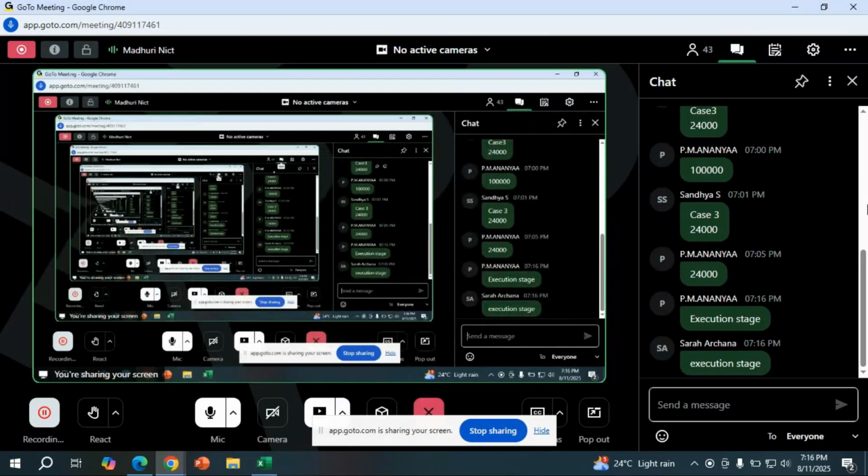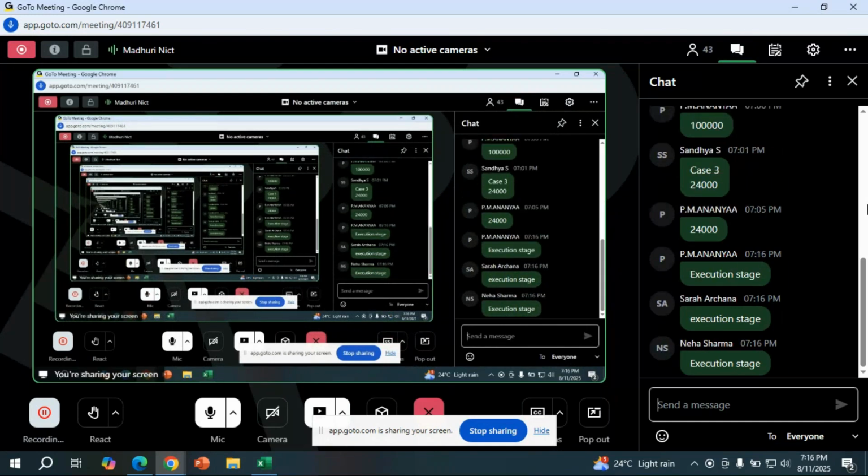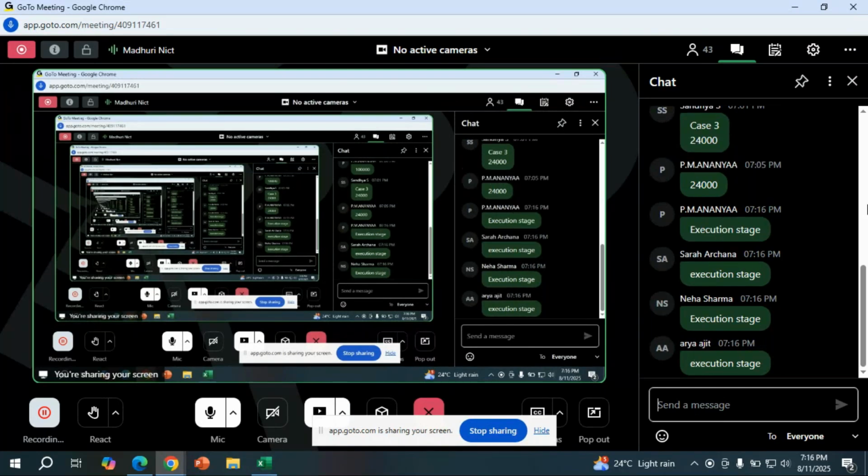Okay, so Ananya and Sarah say it should be in the execution stage. Good. Neha also says it's the execution stage. So only when the machinery is put into operation and running can it be put up for depreciation, but not in the embryonic stage. So henceforth, we cannot calculate depreciation in the development phase. Correct. The answer is right.